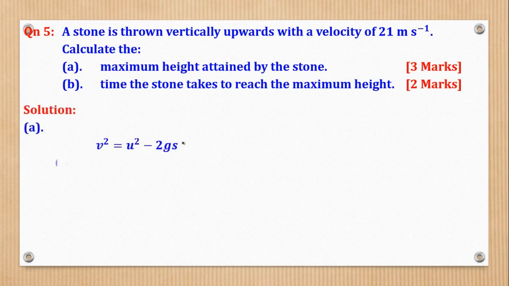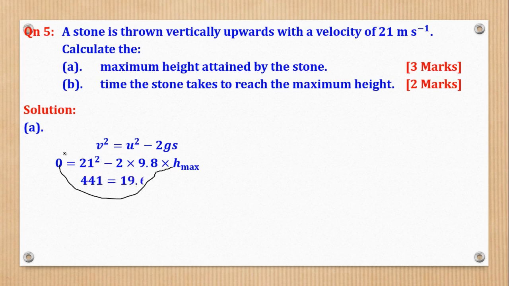So from the third equation of motion, we shall substitute. When this is 0, the height is maximum. So at the maximum height, velocity is 0. Simplify and make h the subject, and that is what they wanted.